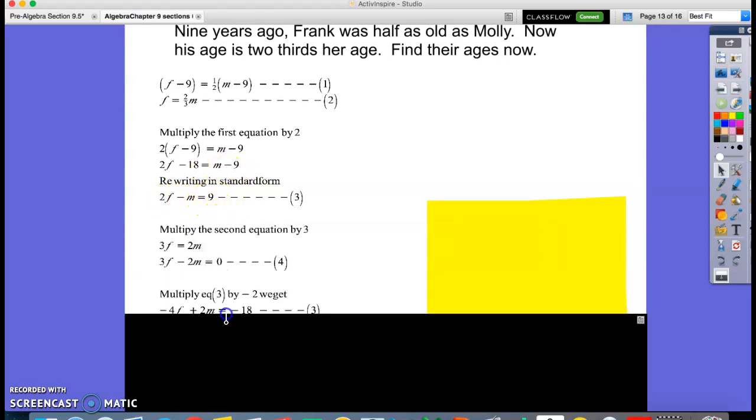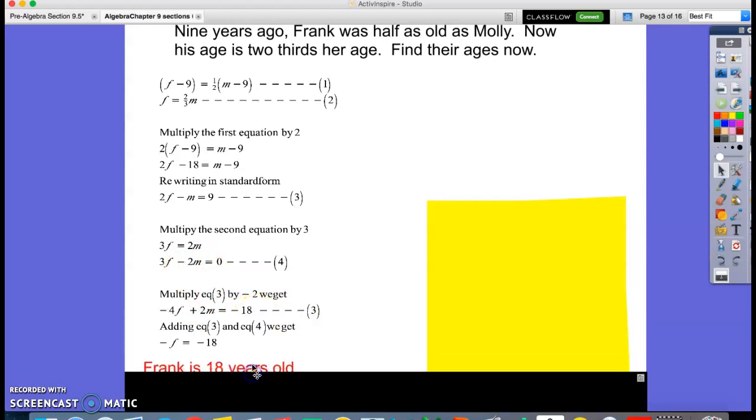I'm going to work with the second equation. I'm going to multiply everything by 3. I get 3F equals 2M. Writing the standard form, 3F minus 2M equals 0. So I have two equations.